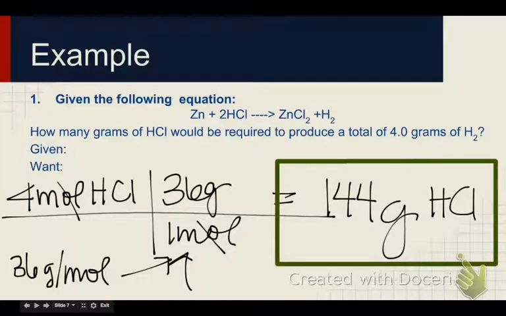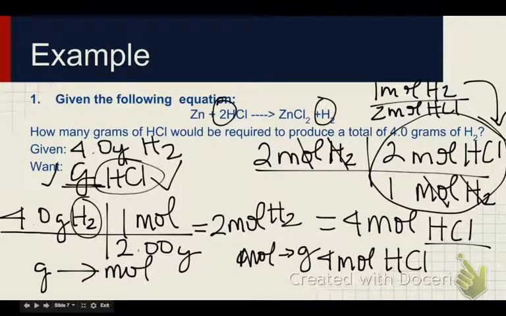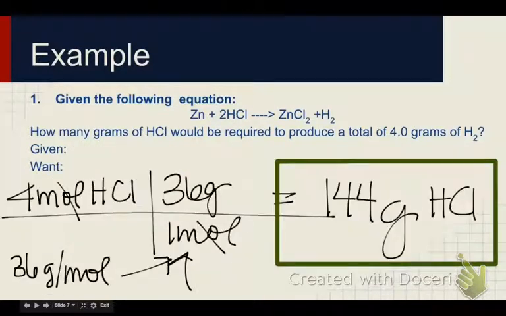Now I understand that it may seem like a lot of steps, steps 1, 2, and 3. However, the more practice you get, the quicker it will be, okay?